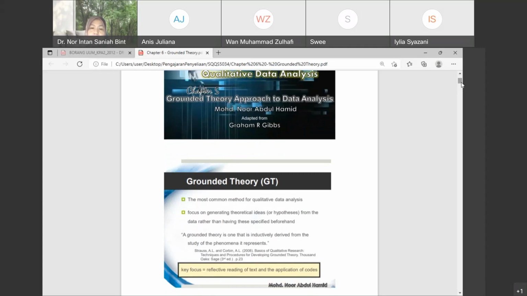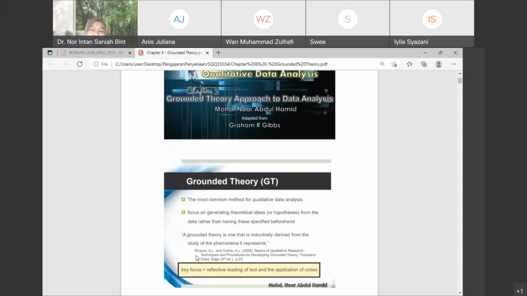Why? Because they are mainly inductively derived. You can see from one of the figures of grounded theory, Strauss and Corbin, that it is more about being inductively derived from phenomena that are representative. So actually they are more about generating ideas, or we hypothesize out from the data. Meaning we are the ones who create the theory. Some sort of like that.